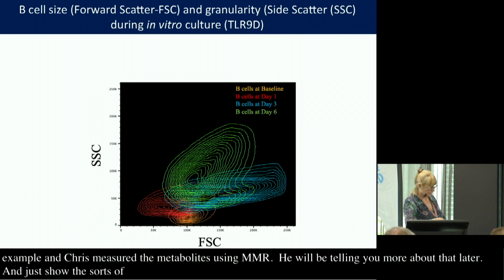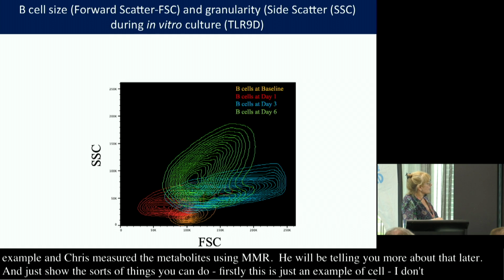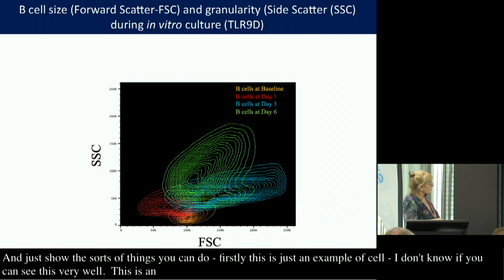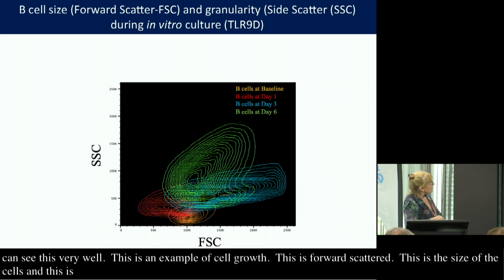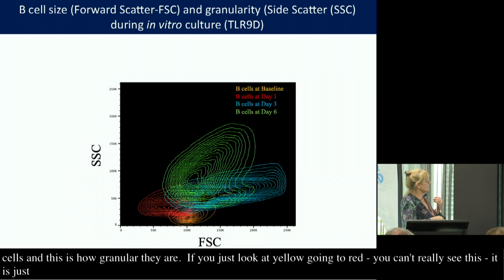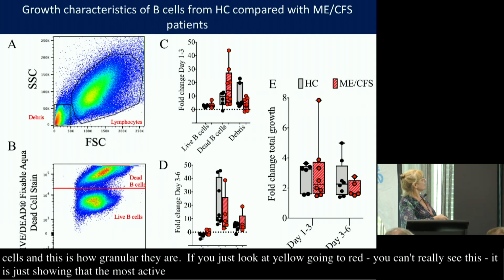Well, firstly, this is just an example of cell growth. Oh, I don't know if you can see this very well. This is forward scatter, so this is the size of the cells, and this is how granular they are. And if you just look at the yellow going to red, well, you can't really see this. It's just showing that the most active phase of cell growth is around here, about day 3. And that's all we can see on that one.